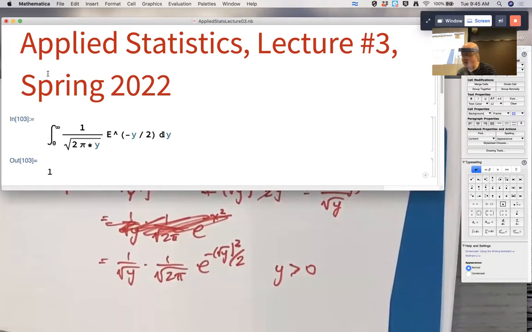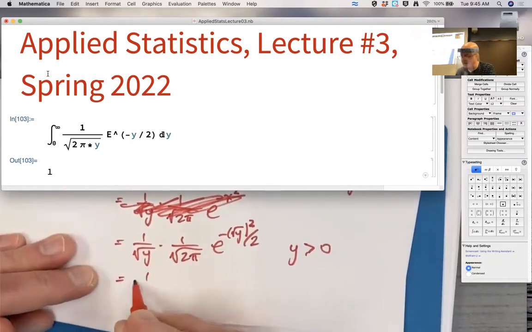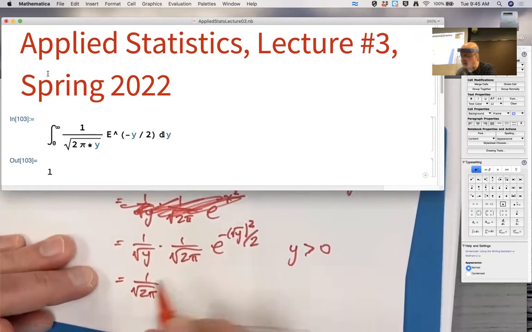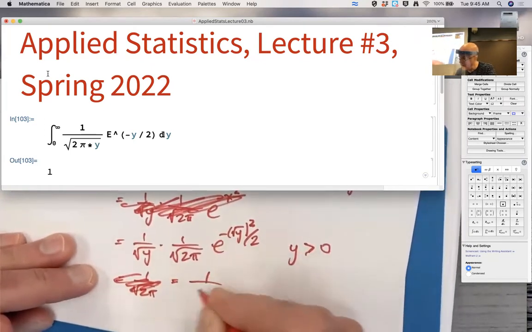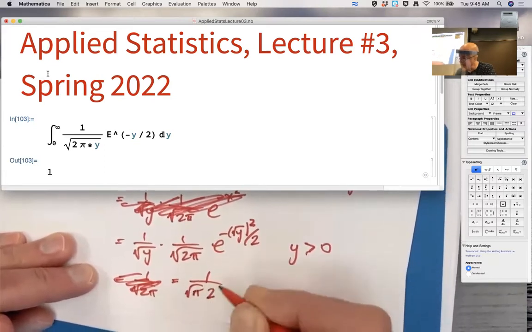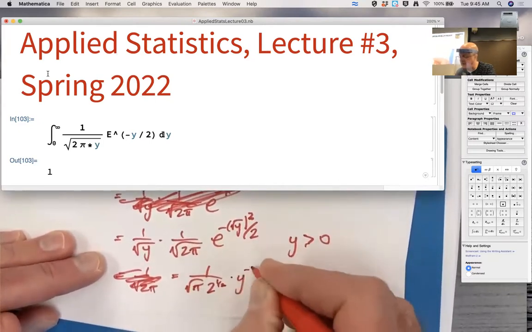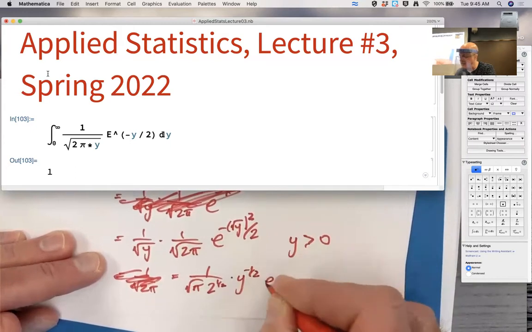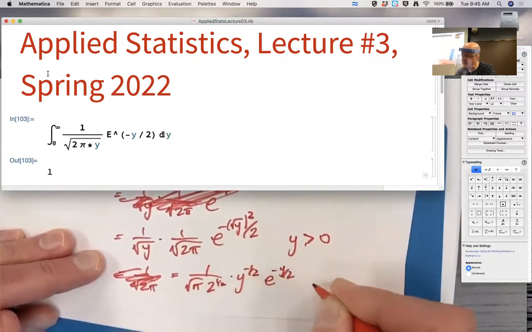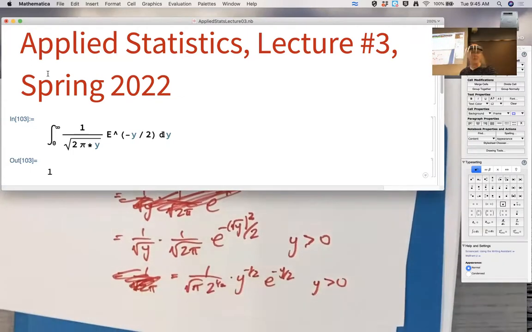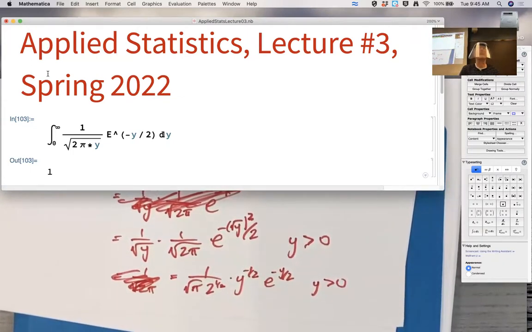And in fact, I'm even going to rewrite it a little differently. 1 over square root of pi. I'm going to write the square root of 2 as 2 to the 1/2 separately like this. And I'm going to write 1 over square root of y as y to the negative 1/2. And then I will simplify the exponent there to be e to the negative y over 2. Why did I do that? Because this is actually a familiar PDF. I'm sure you didn't memorize it, but it is actually in our friendly neighborhood table.